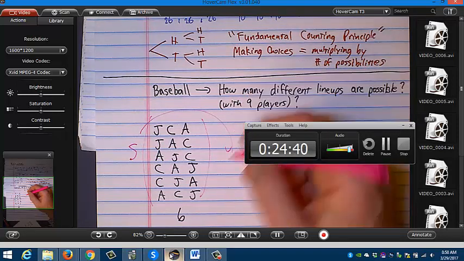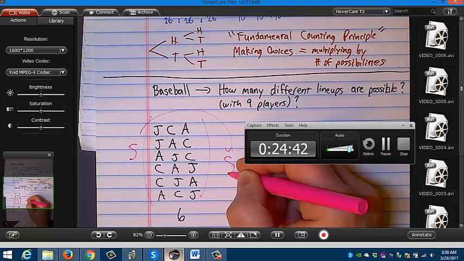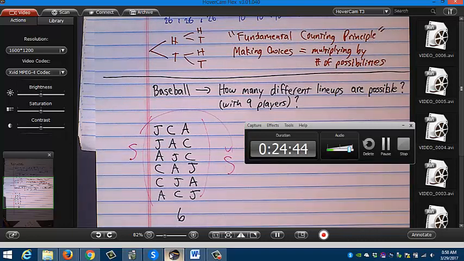If Sarah is over here, I claim there are 6 more orders we could have where Sarah bats. Have you guys followed this? Is there anywhere else Sarah could go? Yeah, second or third, right? So how many possibilities are there altogether when we have 4 people involved?